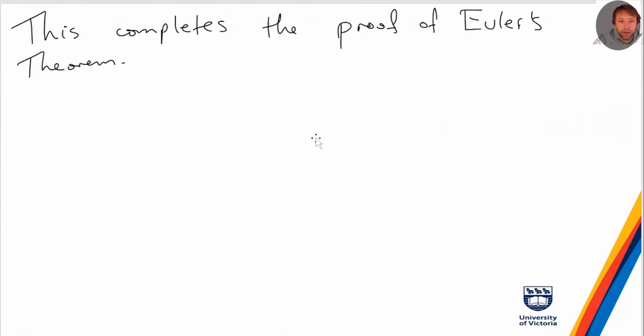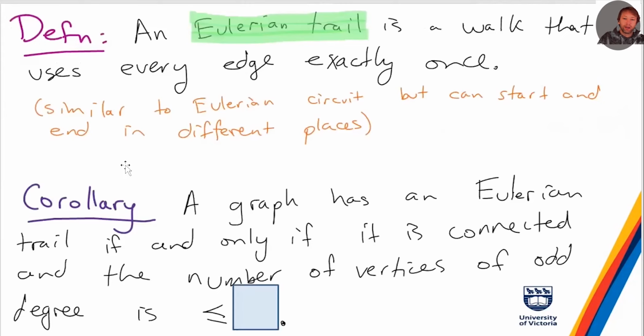So that completes the proof of the theorem. Let me give you an easy corollary of this. Here we've been talking about Eulerian circuits. An Eulerian circuit is a way of going around every edge of the graph, traveling along every edge and ending in the same place where you started.